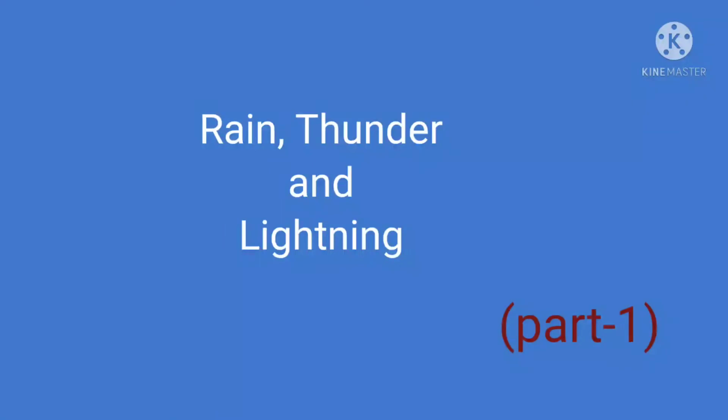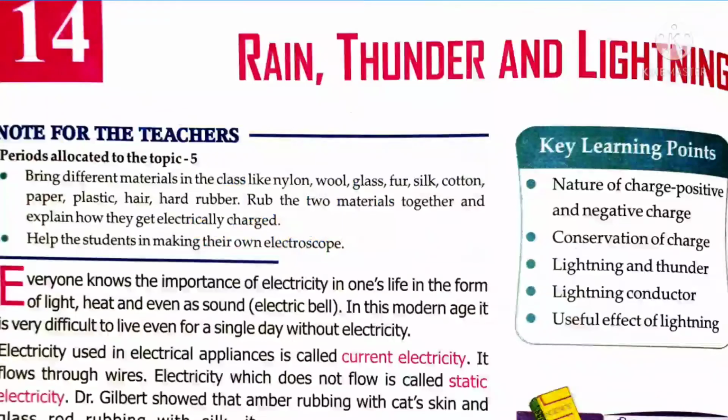We start the chapter Rain, Thunder and Lightning, chapter 14 on pages 196, 197 and 198. We know what is electricity or what is current. The flow of electrons through a conductor is called electric current. Then what is the difference between electric current and static electricity?